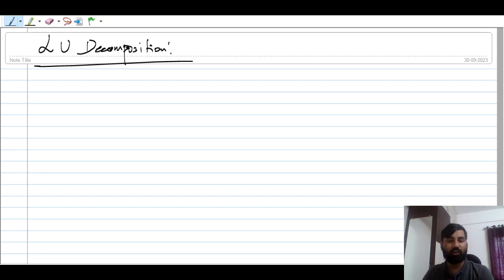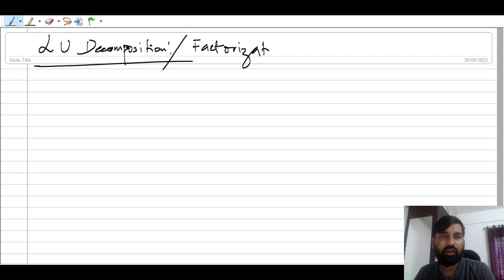So in this session, I'll talk about LU decomposition. It is a factorization. Sometimes decomposition is also known as factorization. Decomposition means factorization, keep in mind that. So any A matrix will be given, and you have to factorize it into L and U matrix.